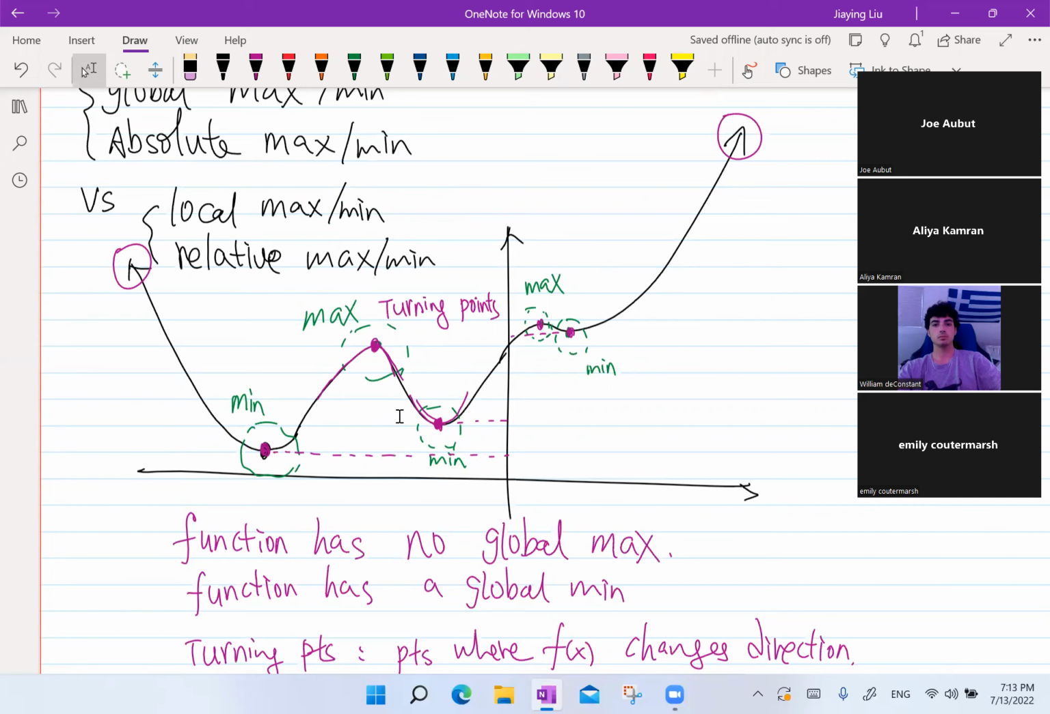And if you take 425 Calculus 1, you're going to learn how to actually find the global minimum or maximum, or local minimum and maximum, by taking the derivative and then finding the critical points. In this case, it's equivalent to turning points.